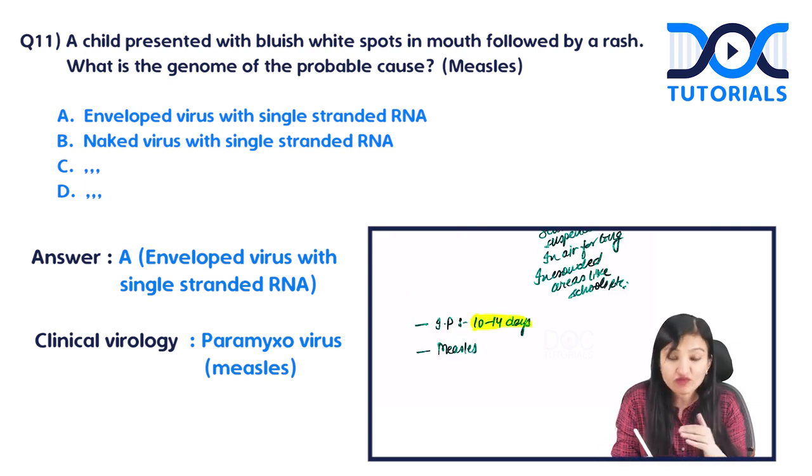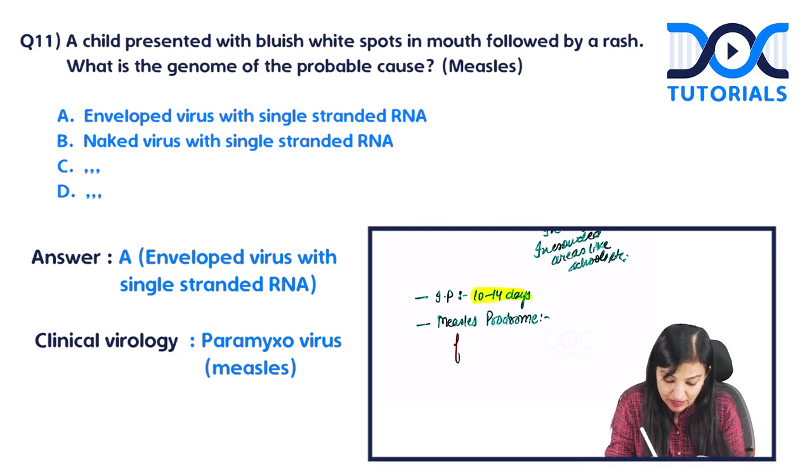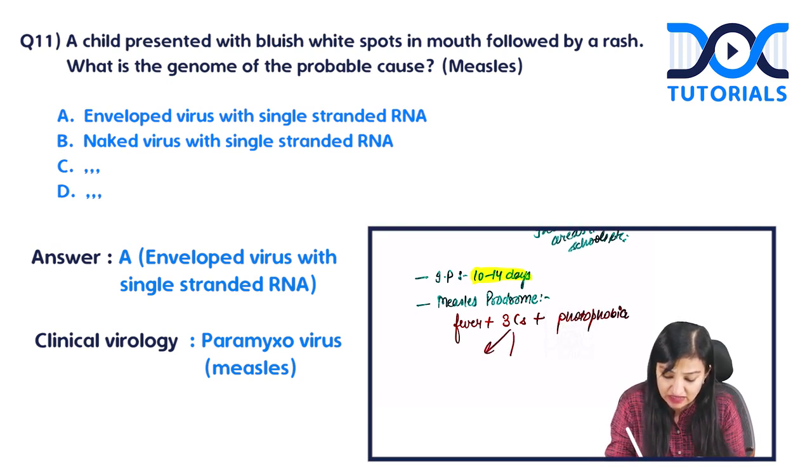The onset of illness is in the form of measles prodrome. The measles prodrome is characterized by, remember, fever plus 3 C's plus photophobia. The 3 C's include cough, coryza and conjunctivitis.